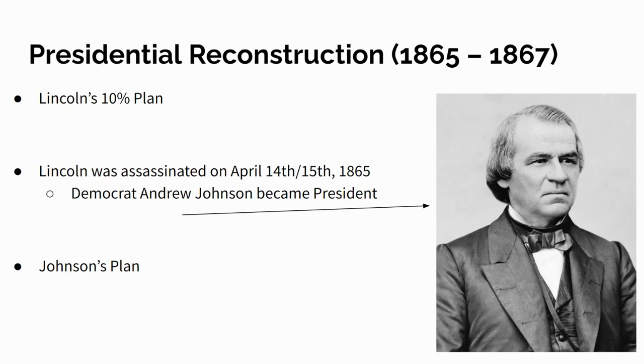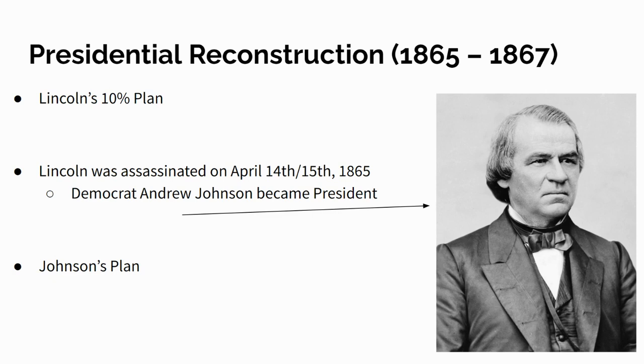So how does Reconstruction actually happen? How does the country try to get reunified? It starts with presidential Reconstruction. When the war is over, Abraham Lincoln has this idea called the 10% plan. It's a very low bar to coming back into America, but he basically says that Southern states can be readmitted if 10% of the voters pledge loyalty. A lot of people feel like this is too lenient, but Lincoln has the opinion that America needs to get back together and we need these Southern states to come back.